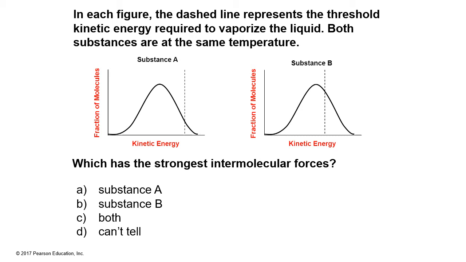The strongest intermolecular forces are going to be the ones that require the most energy in order to get to that threshold, that require the most amount of energy to become a vapor. So in this case, we have a greater distance, larger kinetic energy to turn substance A into a gas, and a slightly smaller amount of kinetic energy to turn substance B. So in this case, substance A has the stronger intermolecular forces.